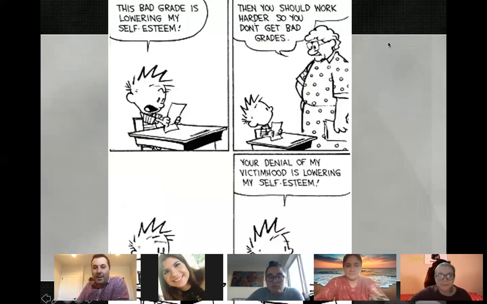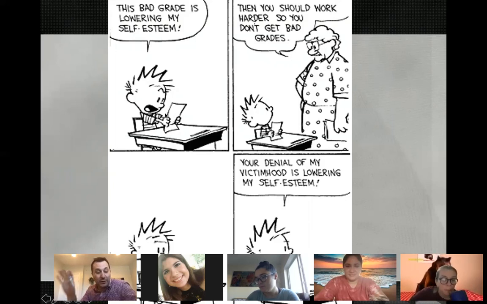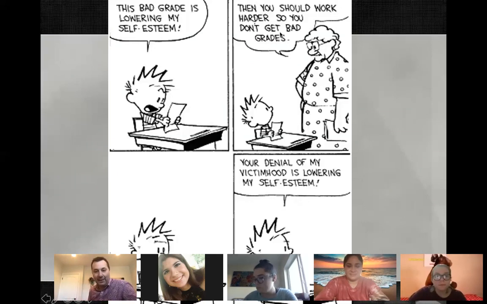This bad grade is lowering my self-esteem, says Calvin. The teacher says, then you should work harder so you don't get bad grades. To which Calvin replies, your denial of my victimhood is lowering my self-esteem. This is kind of accurate. Calvin is getting a bad grade and he immediately wants to blame someone else because he knows it's lowering his self-esteem. Blame the teacher. But the teacher refocuses the blame back onto Calvin. And because he can't claim victimhood, his self-esteem actually lowers, right? This cartoon is bang on as to what actually happens with people. We don't want to take responsibility for our failures because that would lead us to lose self-esteem. We don't like that.